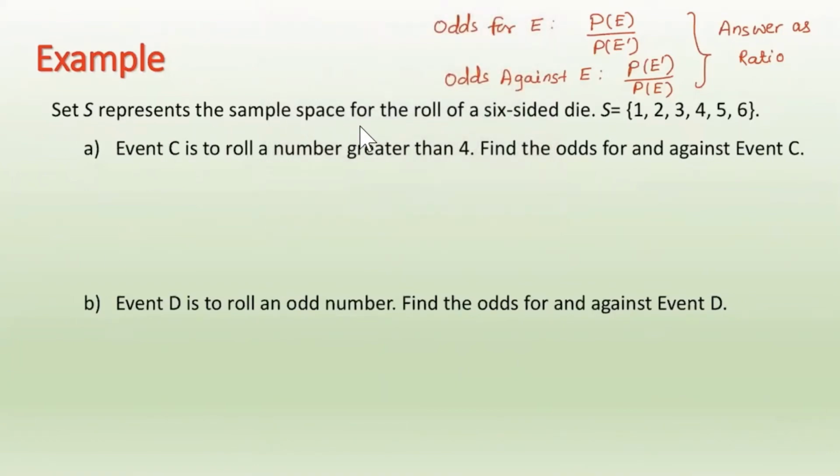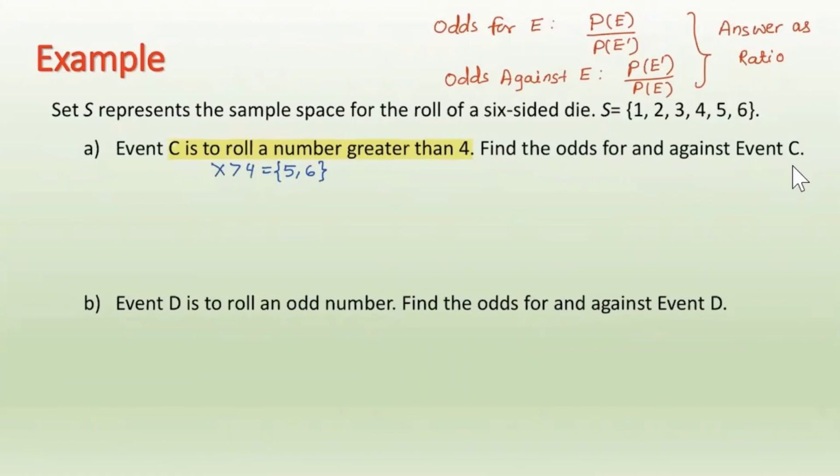Let S represent the sample space for the roll of a 6-sided die. That is, the sample space contains 1, 2, 3, 4, 5, 6. There are 6 possibilities. Event C is to roll a number greater than 4. If X represents the number, what are the numbers greater than 4? They are 5 and 6. What we are asked to do is find the odds for and against C.